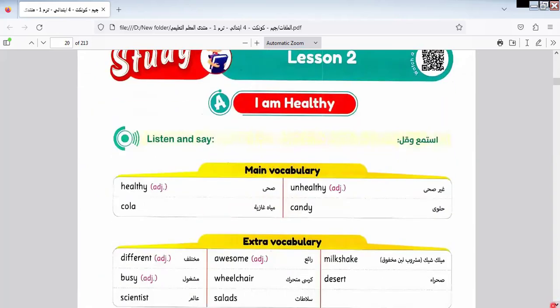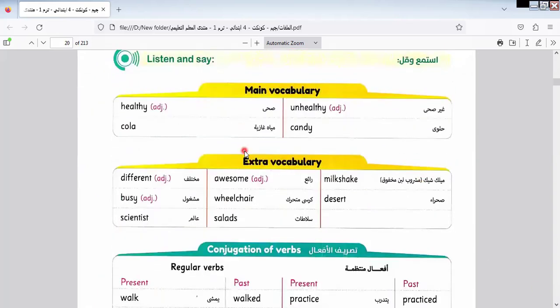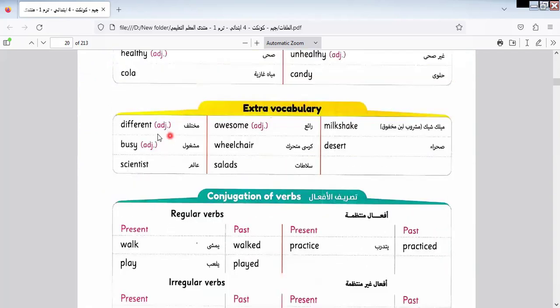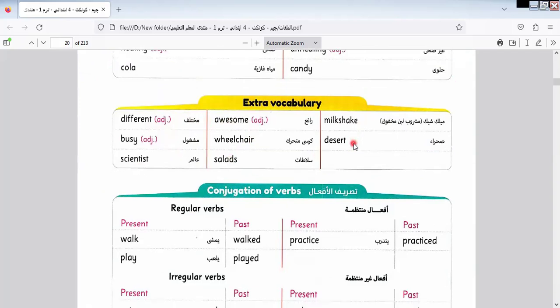Here is lesson 2. In this lesson, we took healthy. Unhealthy is the opposite, with opposite meaning. Cola, candy. We have extra vocabulary. Different, this is an adjective. Busy, adjective. Awesome, adjective. All these are adjectives. Wheelchair, scientist, salads, milkshake, and dinner.